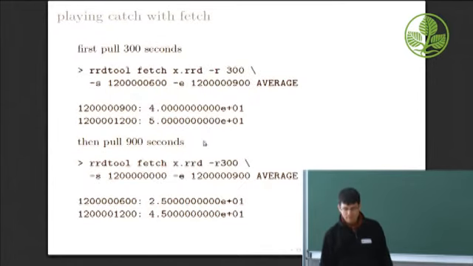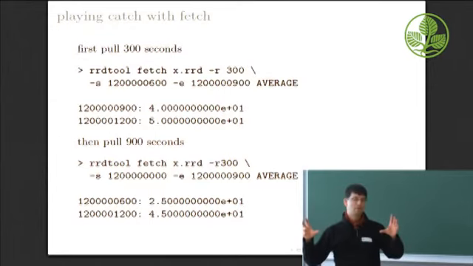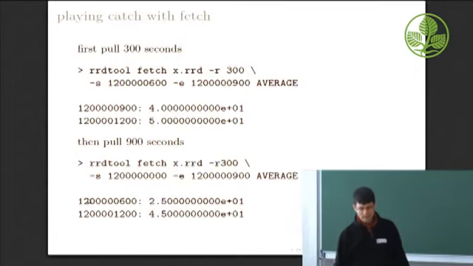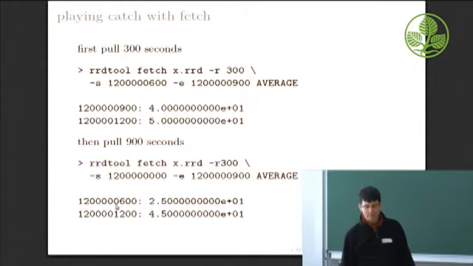So if I'm fetching for 900 seconds, then only the low-resolution round-robin archive can cover that amount of time. And as you can see, RRDtool will give me the data, but it's coming not from my intended 300-second resolution round-robin archive, but from the lower resolution round-robin archive.